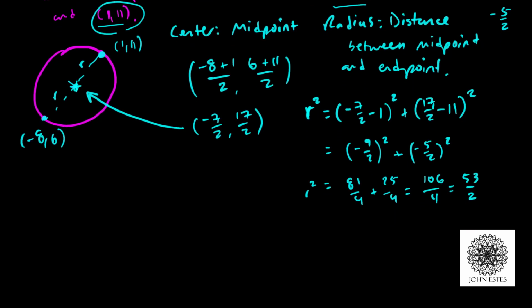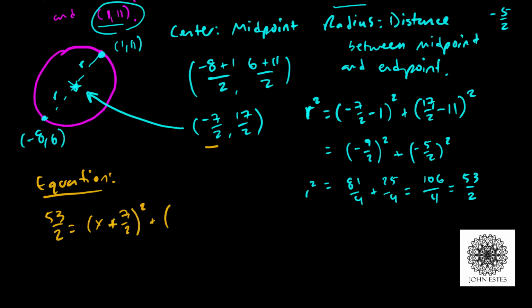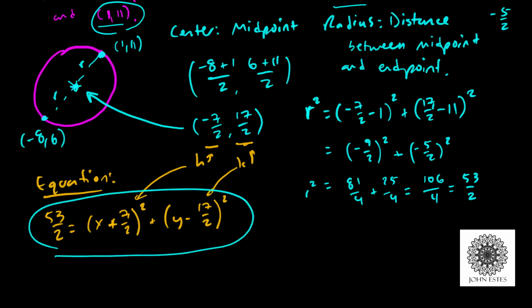So then my equation, finally, is r squared, which is 53/2, equals x minus the center x-coordinate, so you get (x plus 7/2) squared plus (y minus 17/2) squared. We called those h and k, and there they are. So there's the equation of my circle: 53/2 equals (x plus 7/2) squared plus (y minus 17/2) squared.